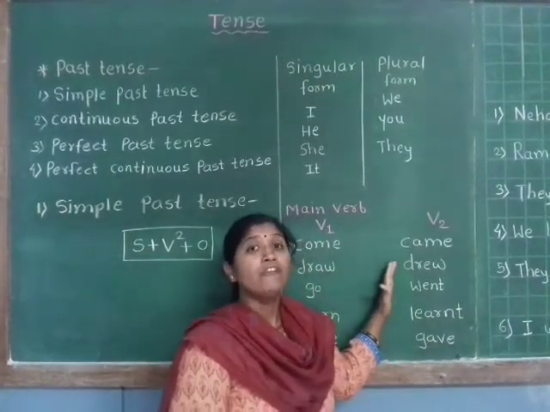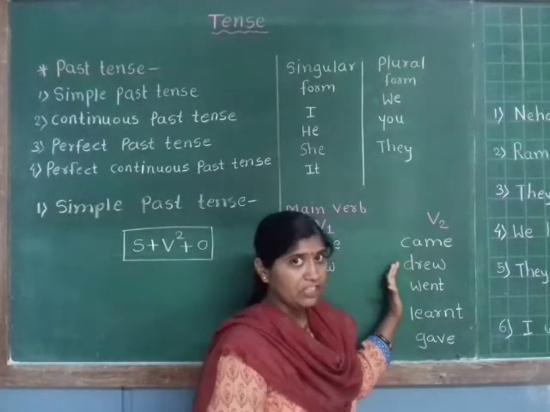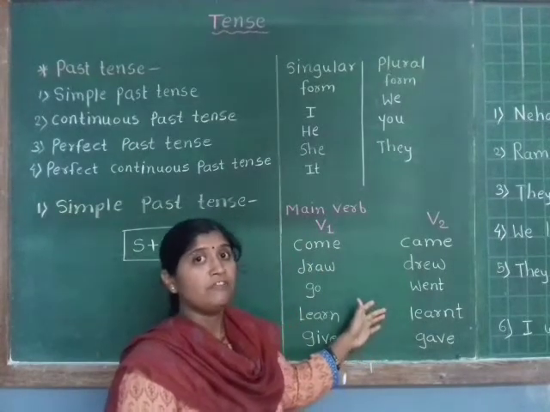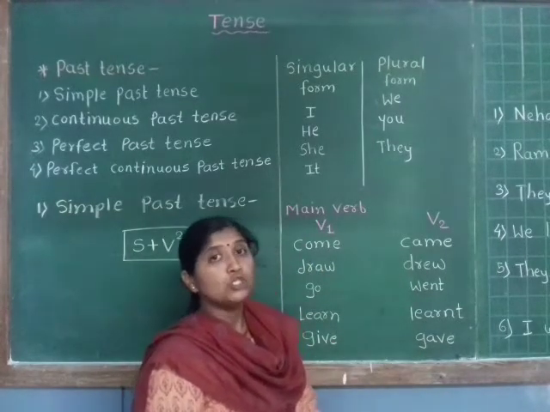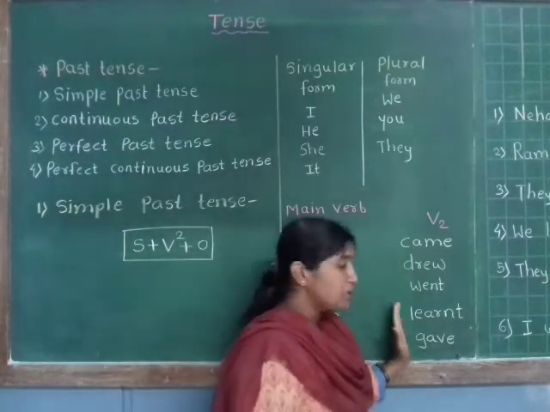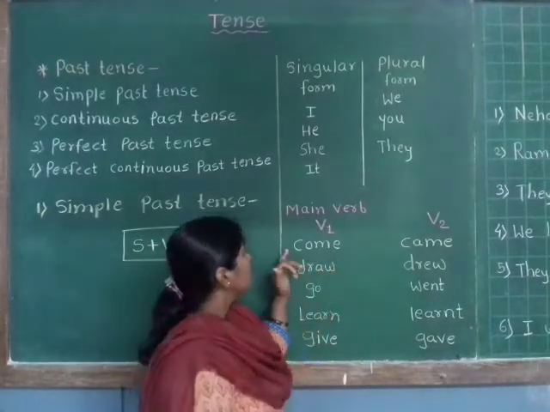We have learnt that a verb has three forms, V1, V2 and V3. But here the V2 form is very important for past tense. So I have written here some verbs and their V2 forms. First we will see that.